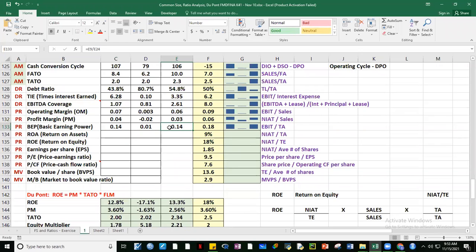Compared to 2019, pareho lang, no? Level lang tayo. Compared to 2021, there was a marked improvement. Tumaas kasi EBIT natin noong 2021. Pero again, we fail in comparison with the direct competitor. Kasi sila 0.18 sila, tayo 0.14 lang.